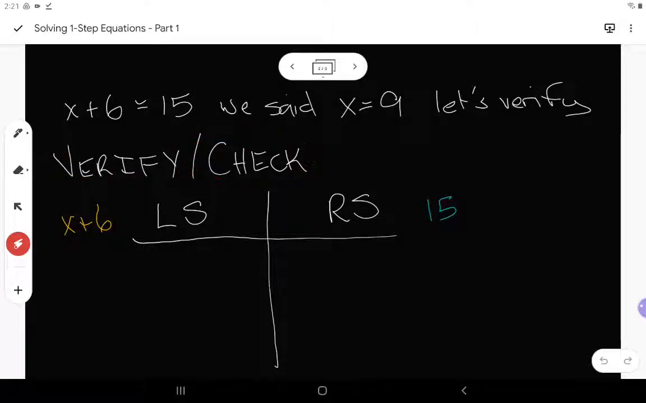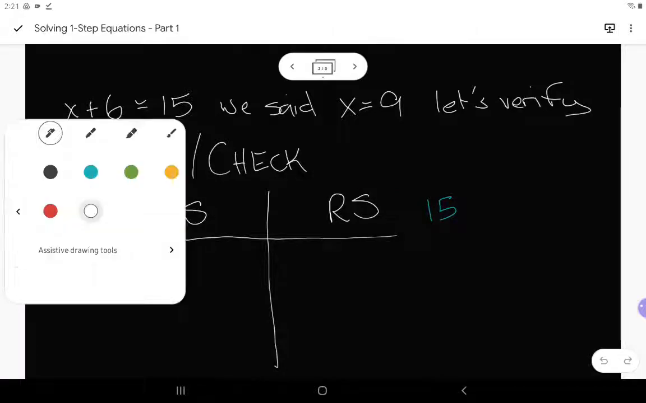If you're asked to verify or check your work, I'm going to look back at my original equation. I had x plus 6 is equal to 15. And we said on our last slide that x should be 9. And what I want to do is make sure that 9 actually is the correct number. So I'm going to create a chart with the left-hand side of my equation and the right-hand side of my equation. And I'm going to look at the two things separately from one another.